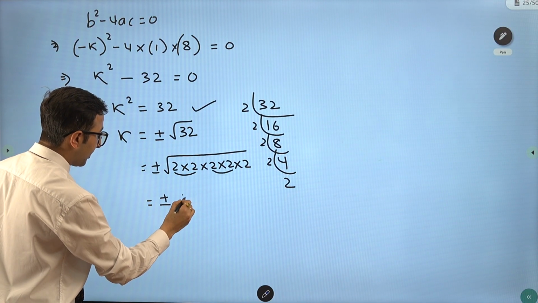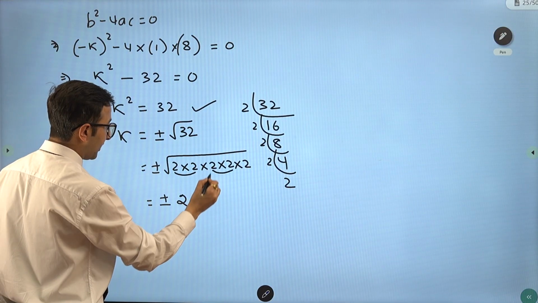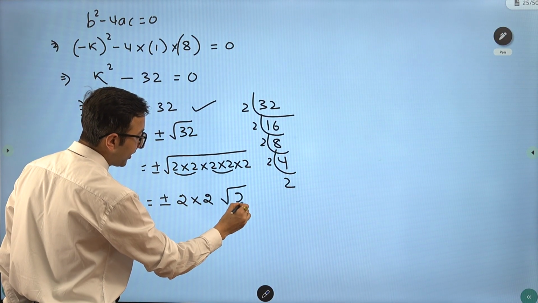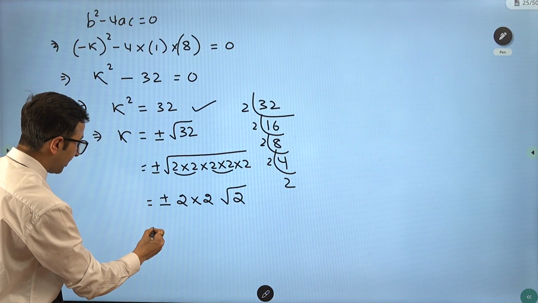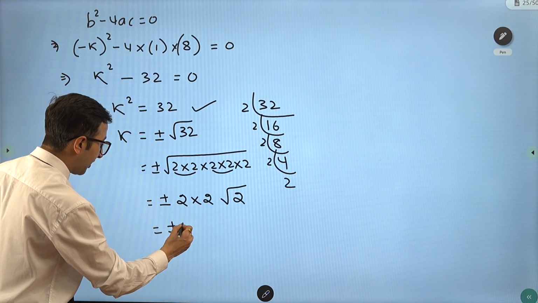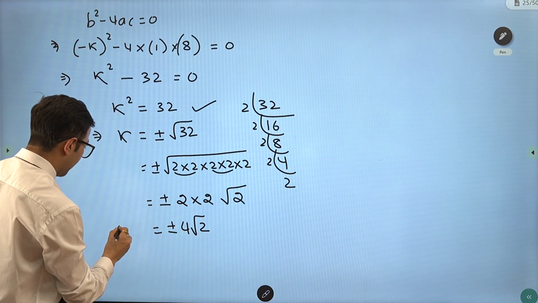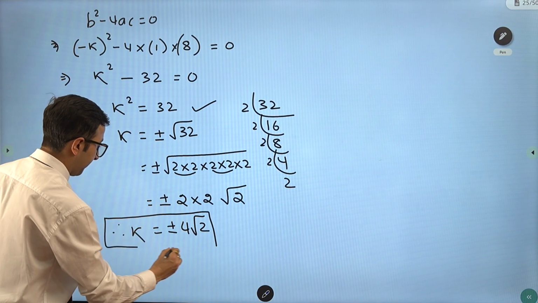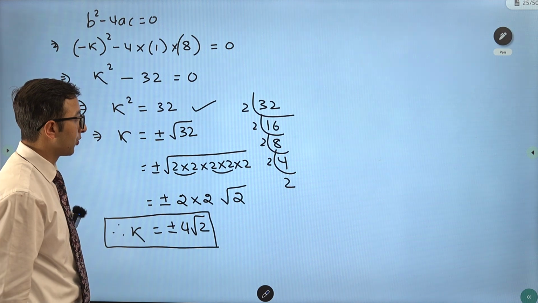So these two has a pair, so we'll take outside. For this two, one of the two is outside. This 2 does not have any pair, so it will remain inside the square root. So this is equals to plus minus 2 2s are 4 square root 2. So the required values of k are plus minus 4 root 2.